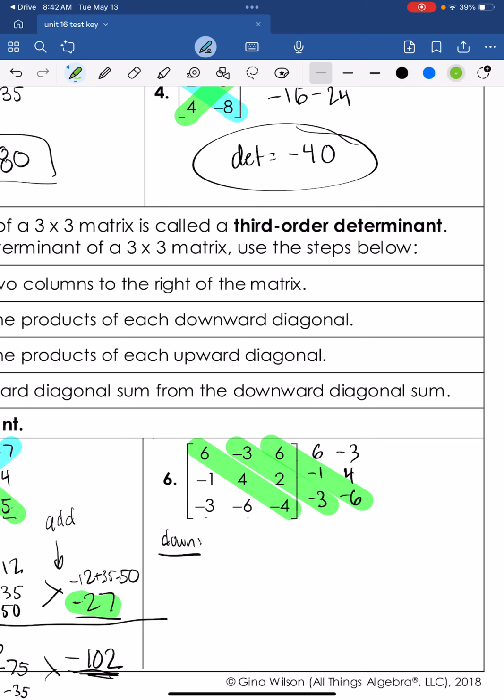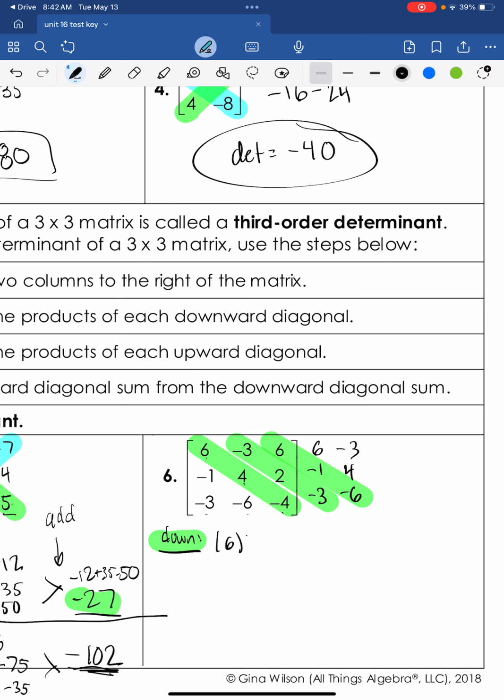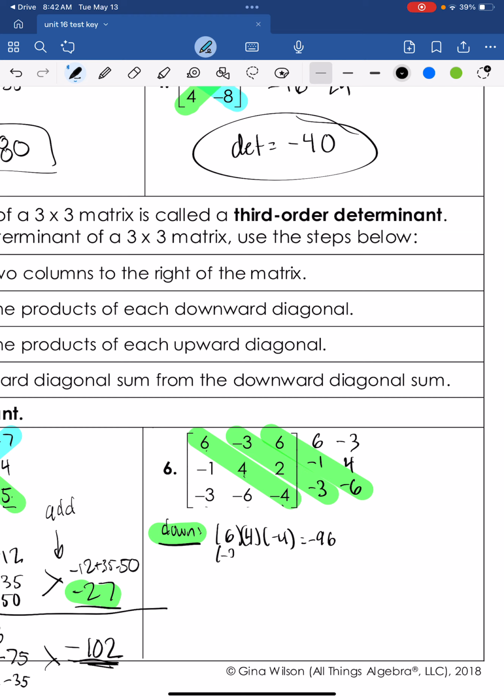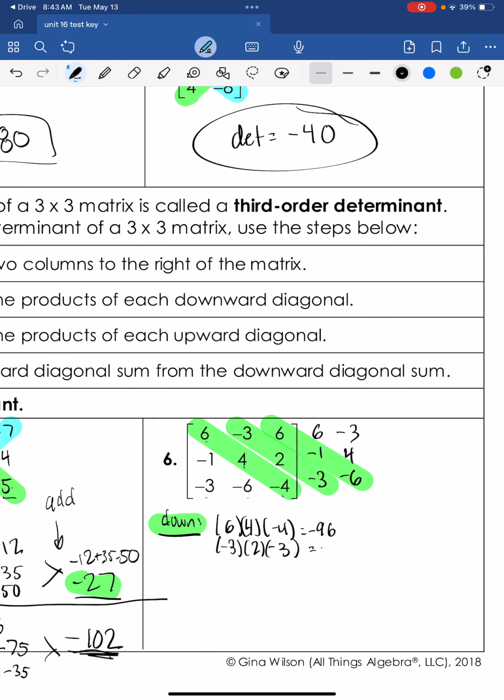highlight this, whoops. And it's 6 times 4 times negative 4. And when you multiply that out, you'll get negative 96. The next one, you got negative 3, 2, and negative 3. You multiply those out, and you'll get positive 18. And then the last one is 6, negative 1, and negative 6. And that's going to give you a positive 36, because there's two negatives in there.